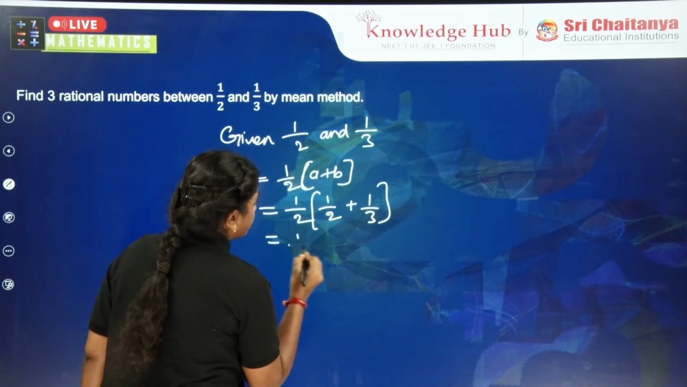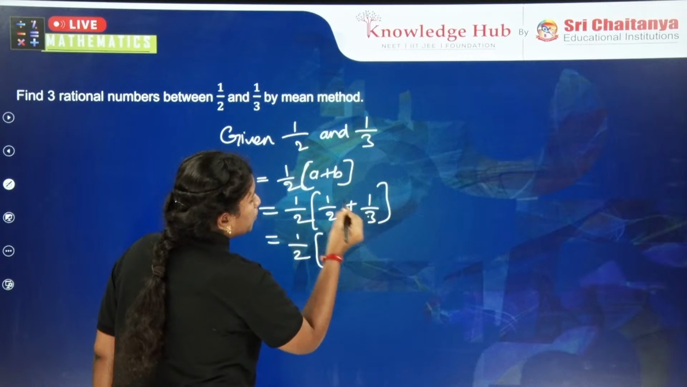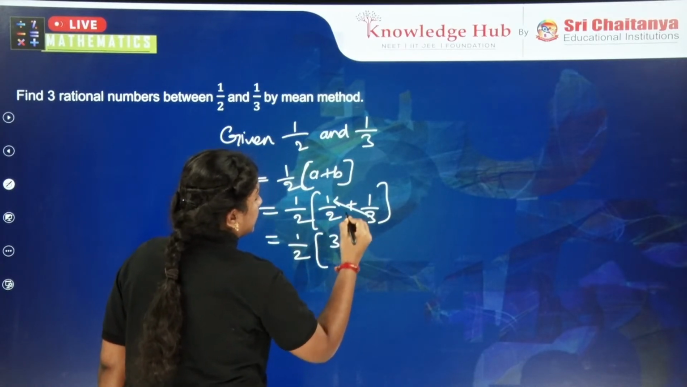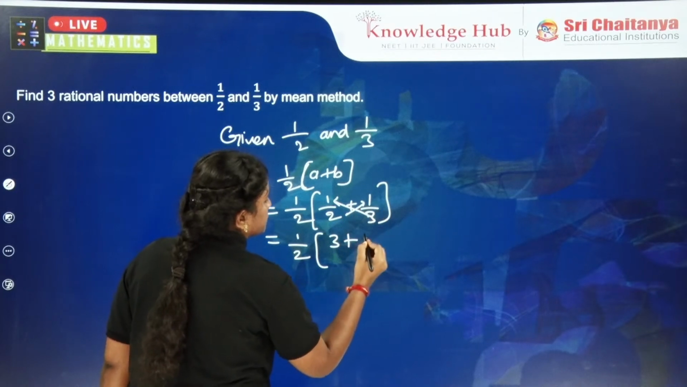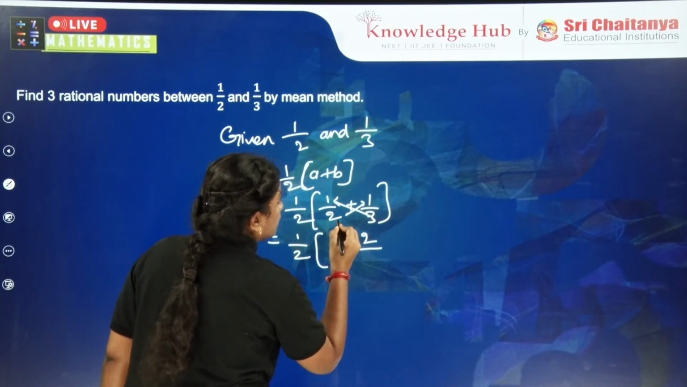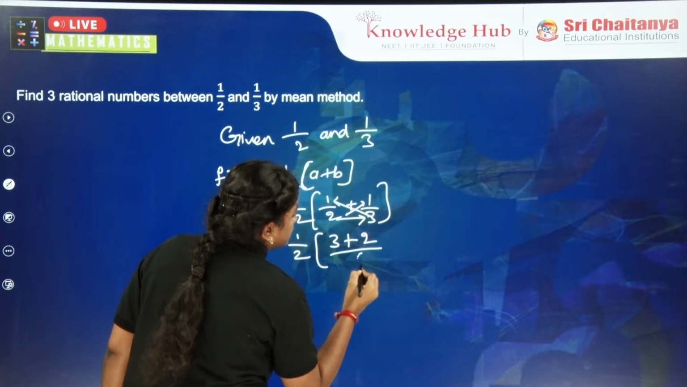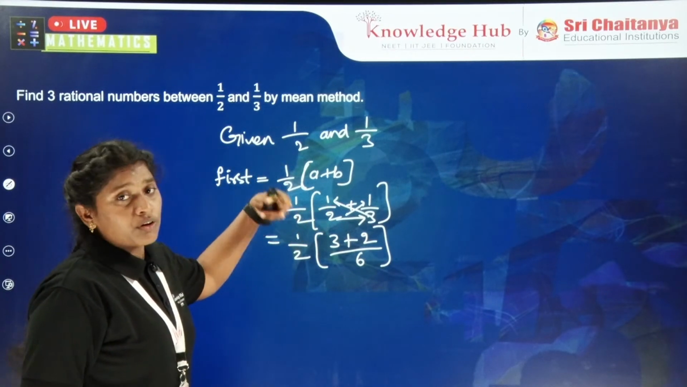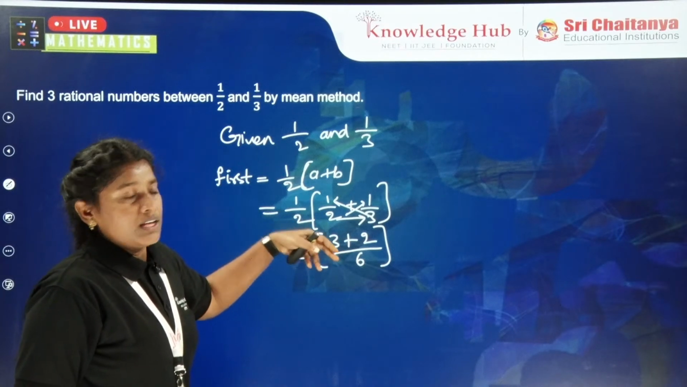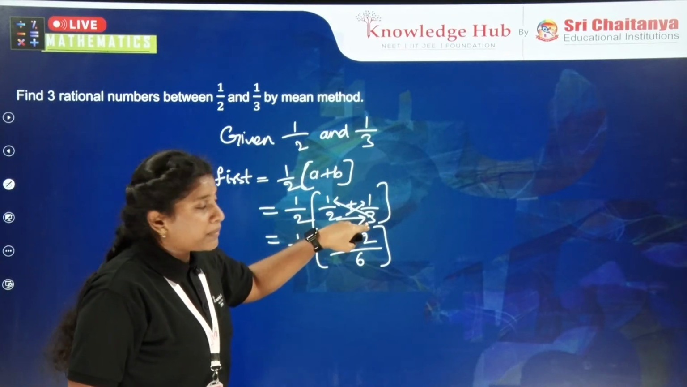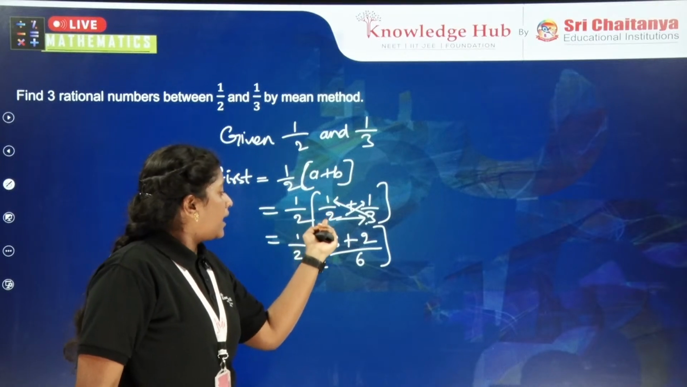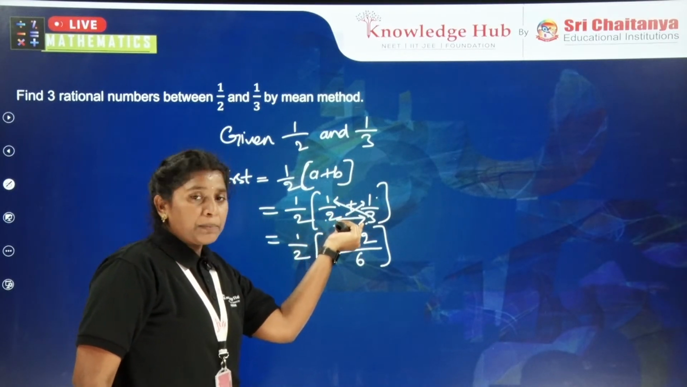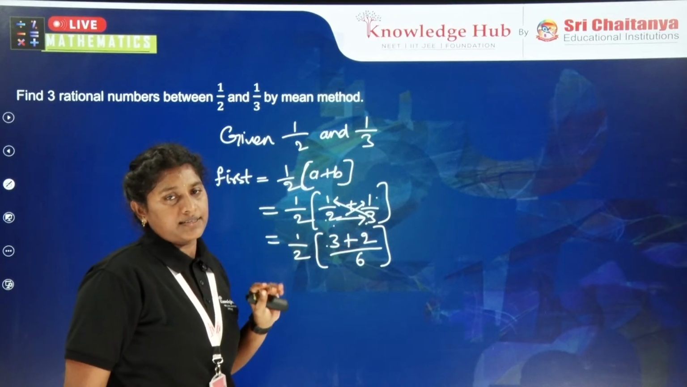So now it will become 1 by 2, where 1 is going to be multiplied with 3. Okay, so that becomes 3, plus 1 is going to be multiplied with 2. So that becomes 2, by 2 is going to be multiplied with 3, which is nothing but your 6. So this is nothing but your butterfly method of fraction addition. Okay, so that means 1 is going to be multiplied with 3, which will give you 3, and 2 is going to be multiplied with 1, which will give you 2, and the denominators are multiplied, so 2 into 3 will give you 6.